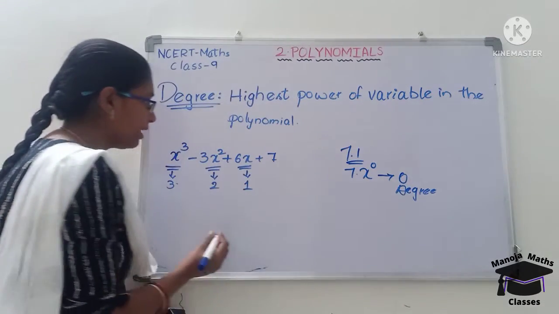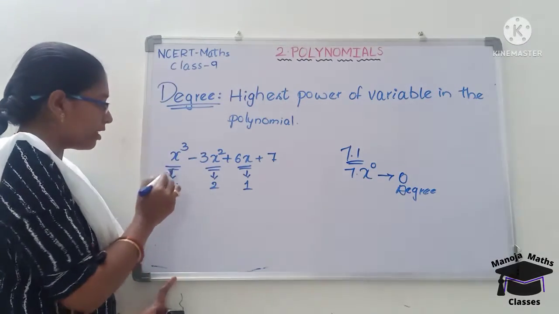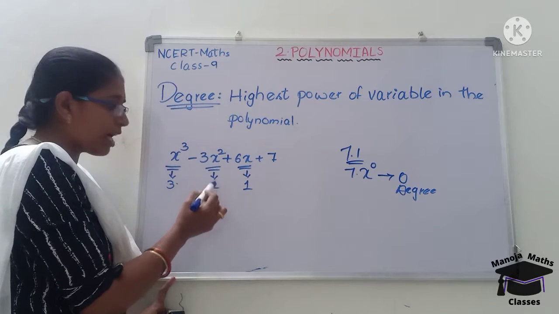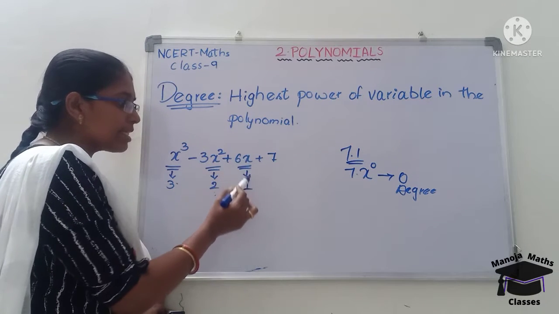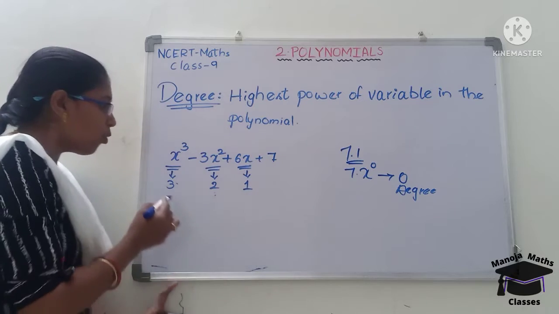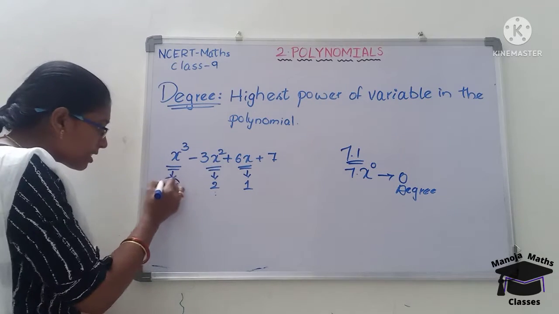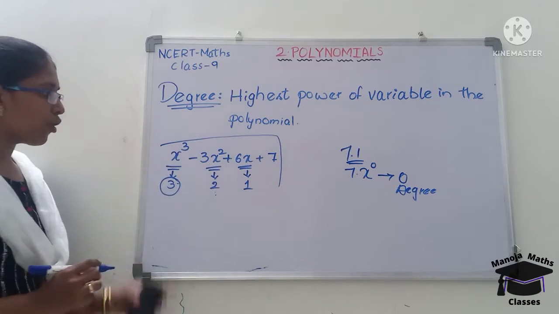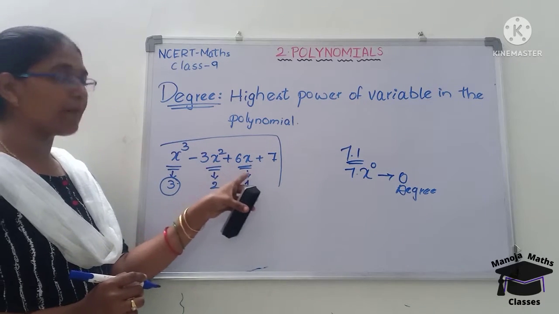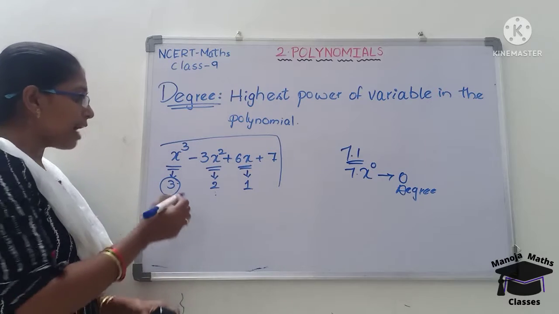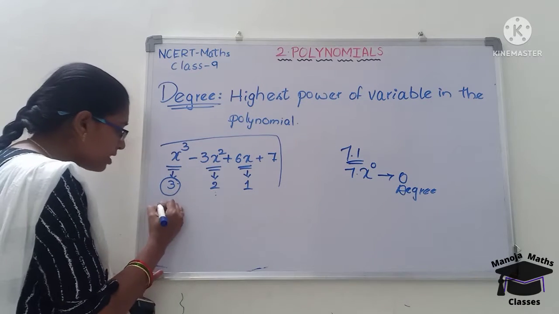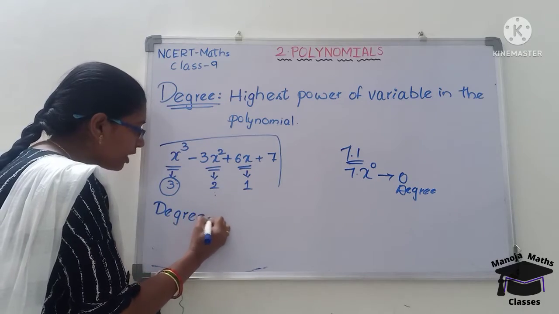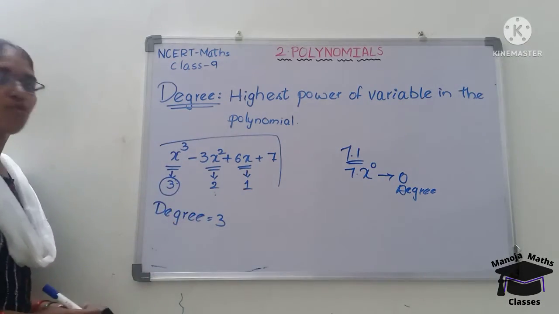Let's discuss this again. If you observe here, you have exponent 3 in x cube, exponent 2 in 3x square, and in 6x, you have exponent 1. What is the highest, children? The highest is 3. So in this polynomial x cube minus 3x square plus 6x plus 7, the highest exponent is 3. This highest exponent is nothing but the degree. So the degree of this polynomial is 3.